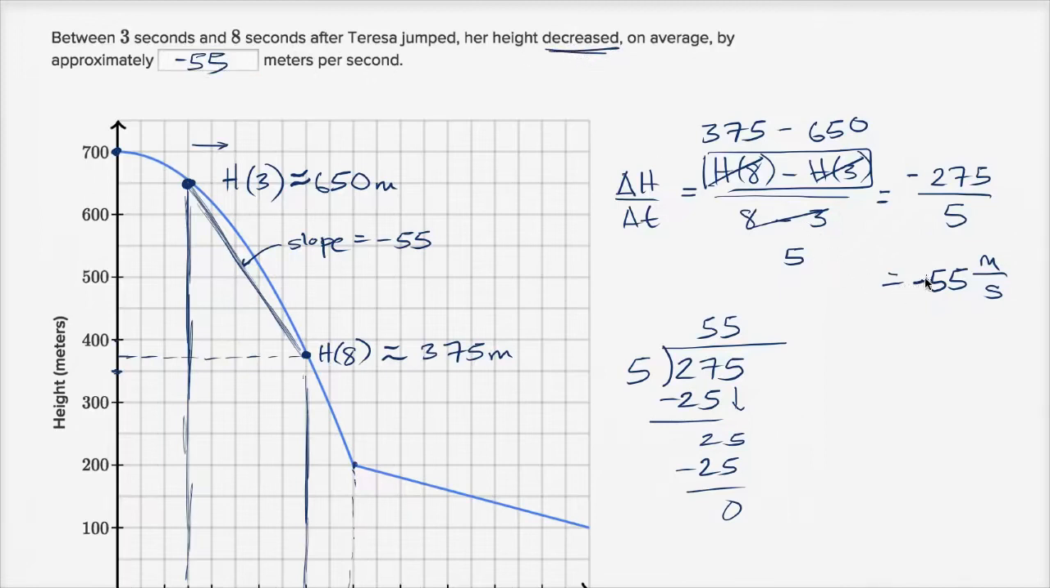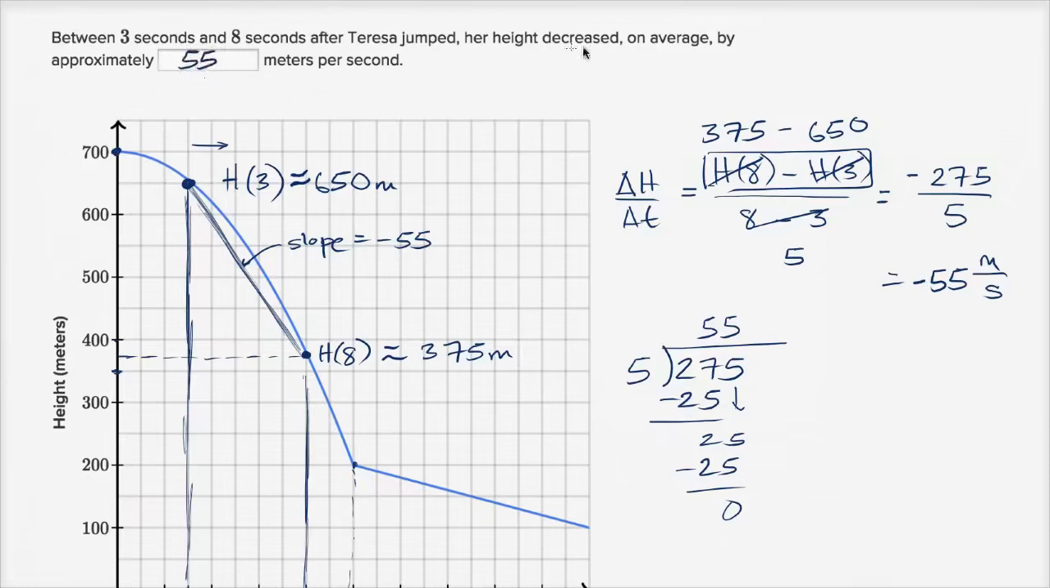This negative is telling us that we're decreasing at a rate of 55 meters per second. Our average rate of change of height over time is a decrease of 55 meters per second. Well, the negative is already saying the decrease. So we're not decreasing at a negative rate of change. We would be decreasing at 55 meters per second. So let me just write 55 meters per second.